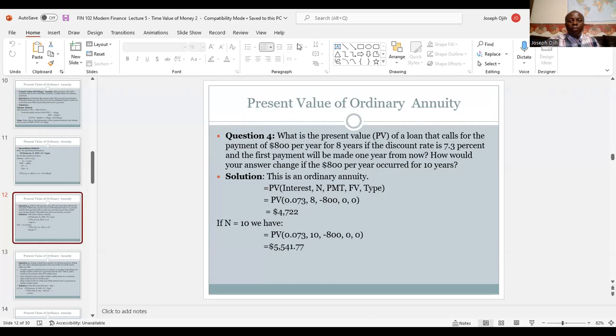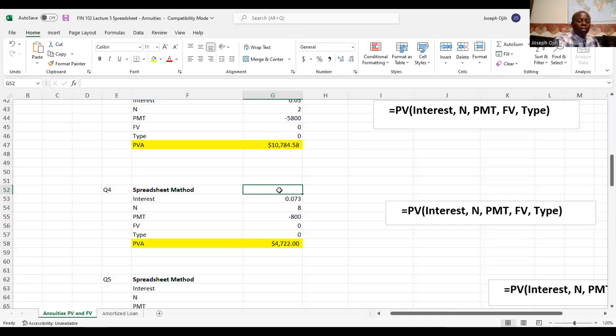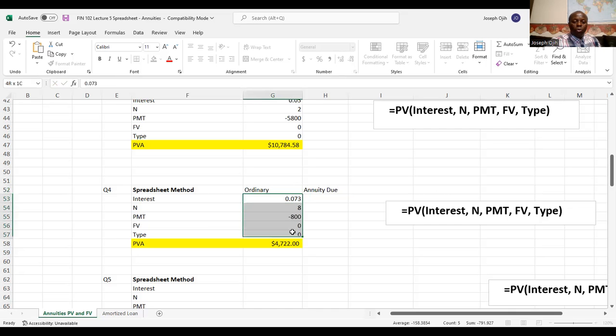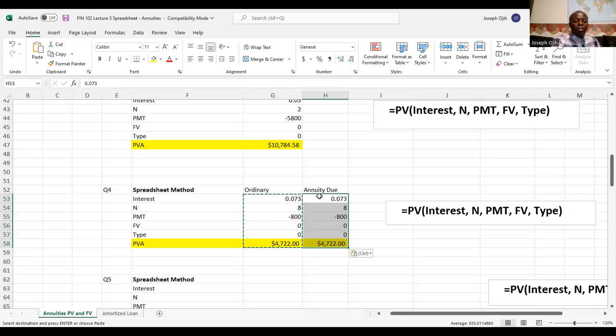Now, I want to show you something. This is an ordinary annuity. Now, suppose that the payment is made at the beginning of the period. That is an annuity due. In that case, you copy the whole thing and then change type to 1. That's the only thing that you change.